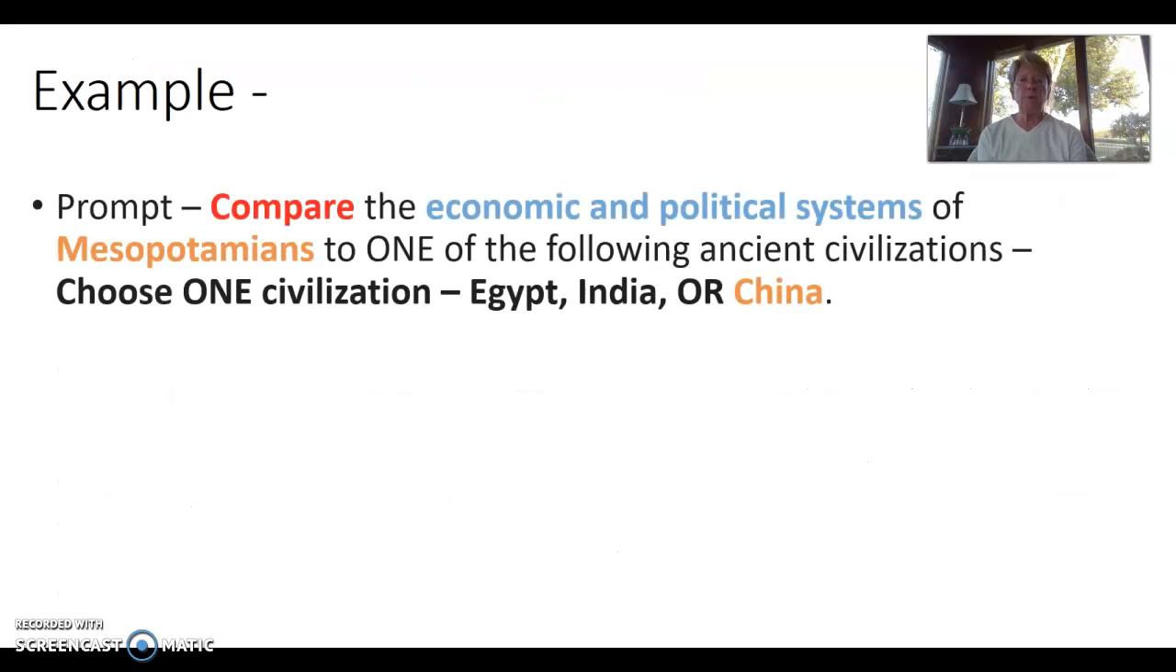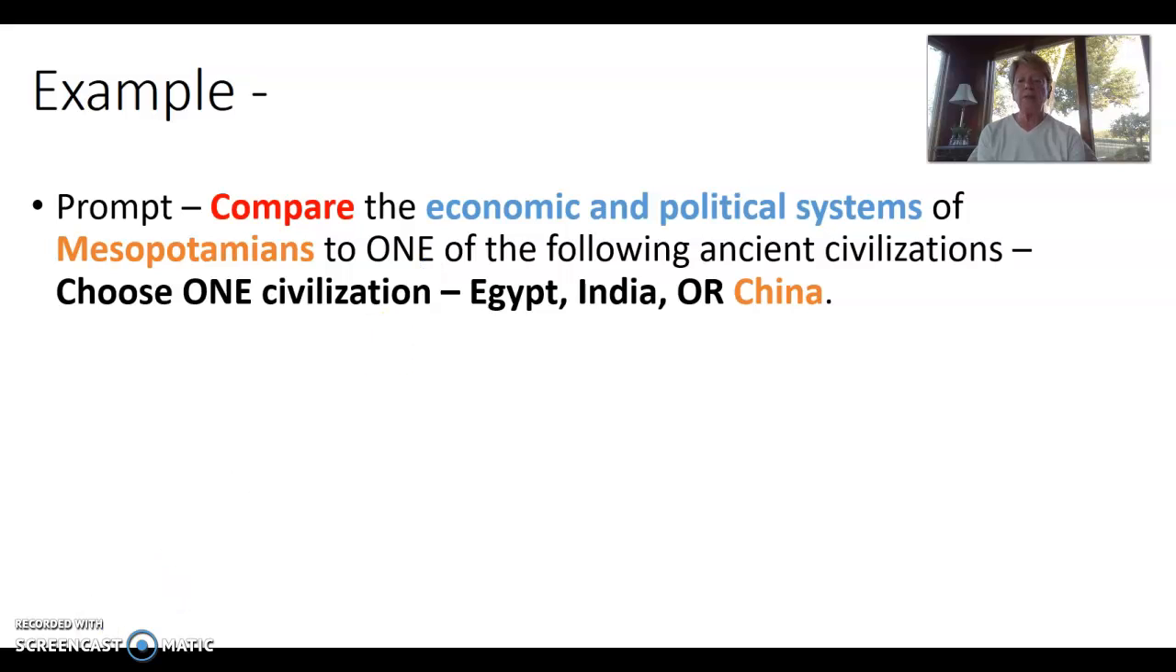Let me give you an example. Here's the prompt, and I've highlighted it for you. So this is the prompt that we're going to write. Compare the economic and political systems of Mesopotamia to one of the following ancient civilizations. And from this, you'll only want to choose one of these civilizations.